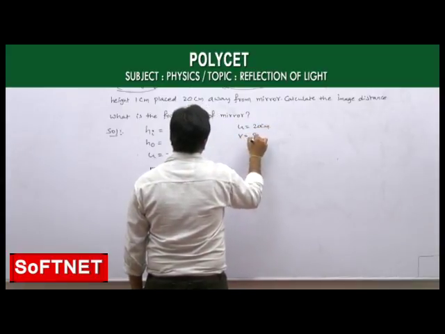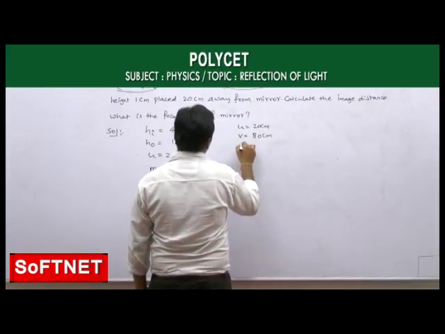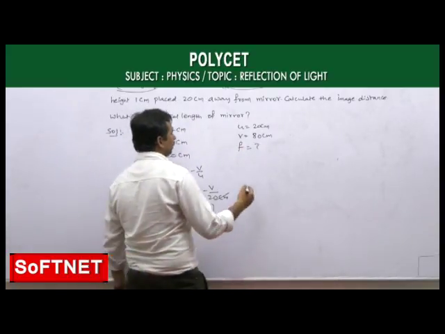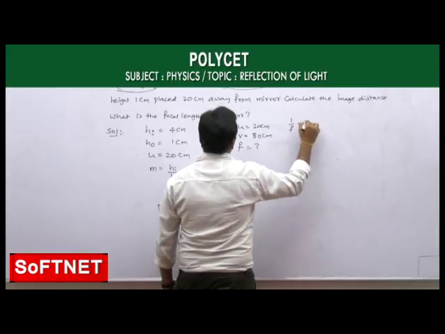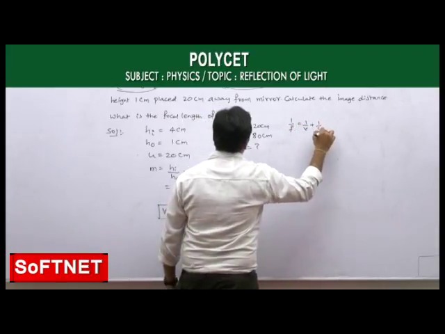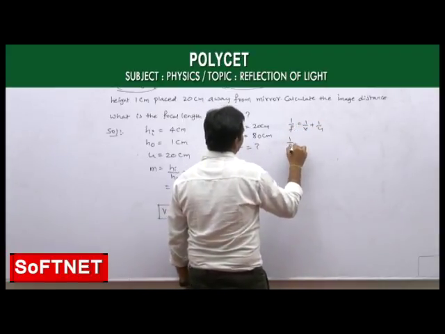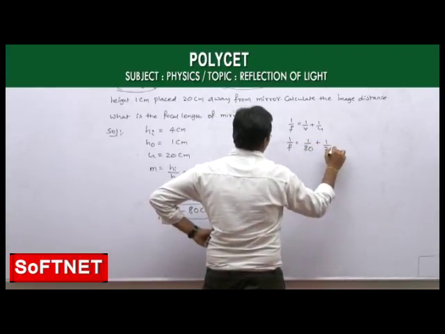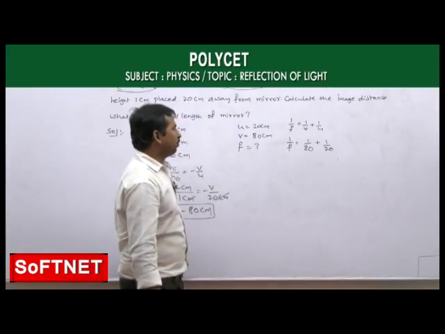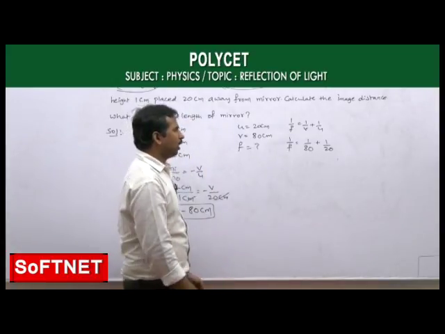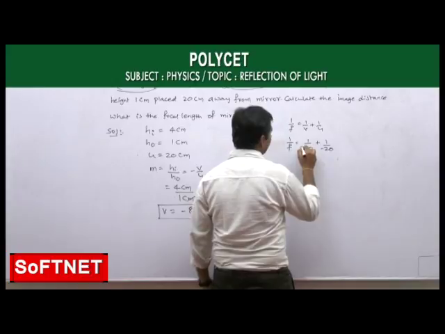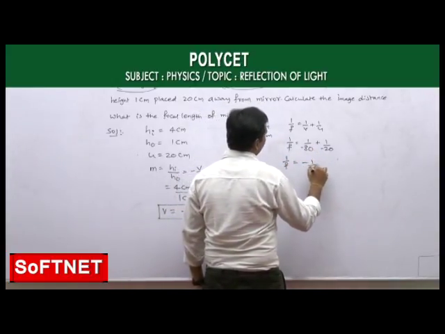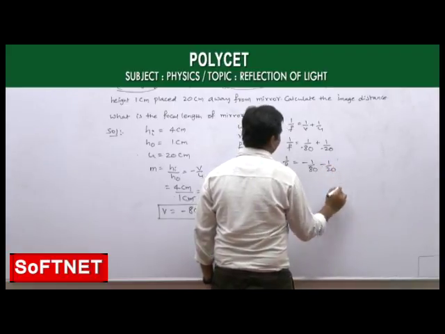Now we got 80 centimeters and we need the focal length again. Then according to the mirror formula, 1 by f is equal to 1 by v plus 1 by u. Then 1 by f, we don't know the f value, and the v value we got is 80 and the u value given is 20. Then if you substitute the sign convention here, object distance is negative, image distance is also negative, then 1 by f is equal to minus 1 by 80 and minus 1 by 20.